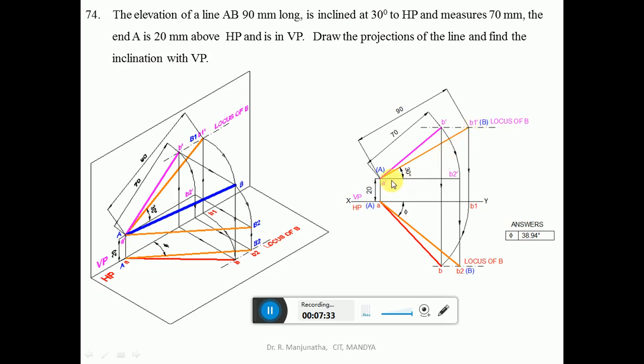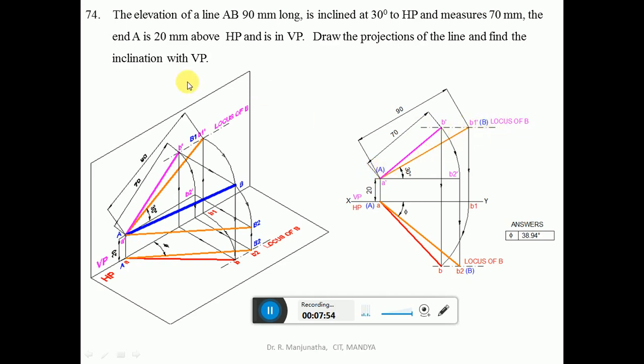Then join A dash and B1 dash with a line a little bit thicker than the projector line. So this is going to be the true length line. Then draw a dash dot line in the front view. So this is going to be the locus of B in the front view. Then, since this is the true length line, you write it as capital A and capital B.